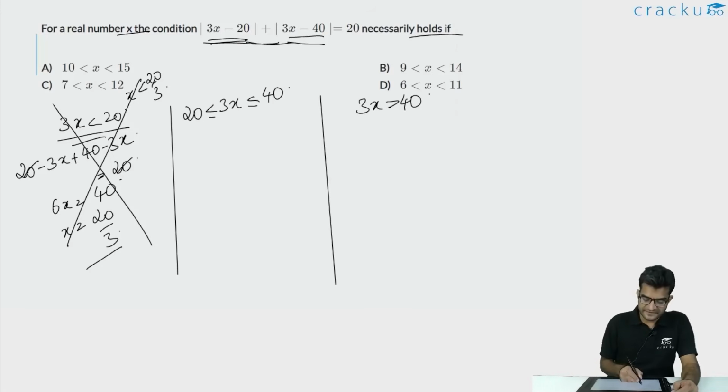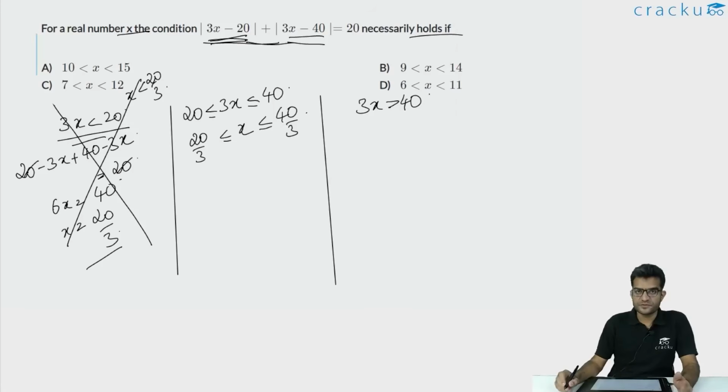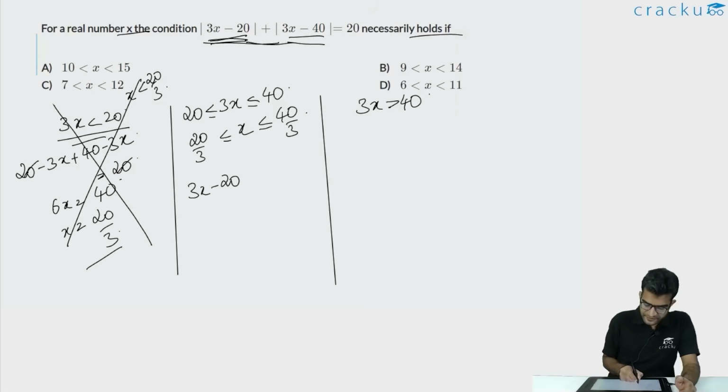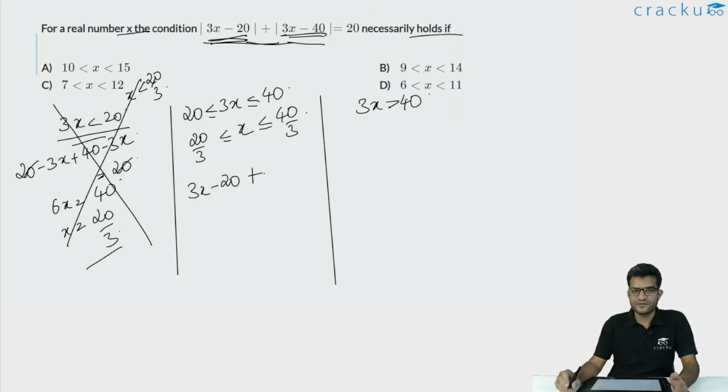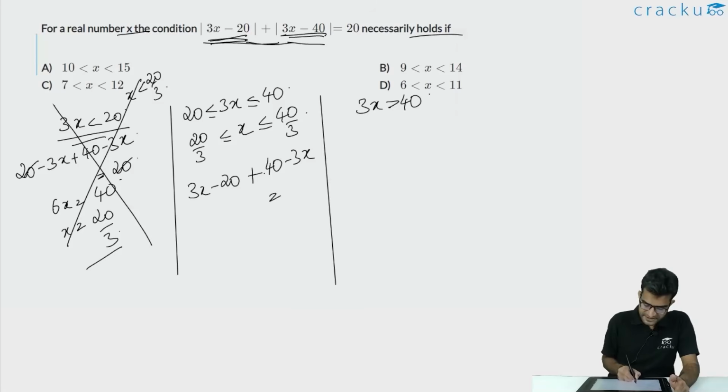In the second case, if 3x is lying between 20 and 40, both of them included, it would imply that 20 by 3 is less than or equal to x, which is less than or equal to 40 by 3. Now 3x minus 20 will be positive because 3x is greater than or equal to 20. So this would become equal to 3x minus 20 plus 3x minus 40 will be negative because 3x is less than or equal to 40. So the modulus of 3x minus 40 will become equal to 40 minus 3x. This is equal to 20.